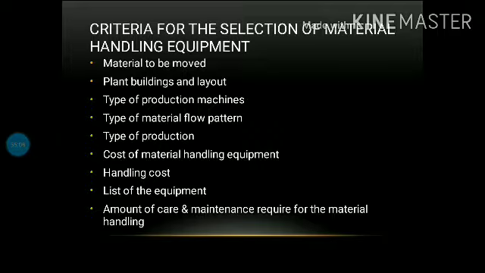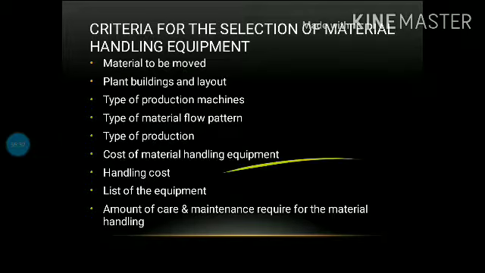Before planning the material handling system, I have to know all the criteria. Fourth point is the type of material flow pattern. Fifth one is type of production, and the sixth one is cost of material handling equipment. Seventh one is handling cost, list of the equipment, and the amount of care and maintenance required for the material handling system.